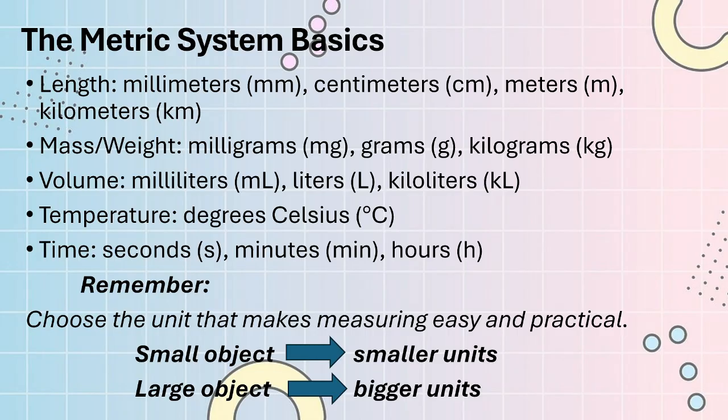Pag small object, automatically, you will be using smaller units. Pag large objects, mostly you are using bigger units. Halimbawa, pinakamaliit, millimeters. Okay, sa time naman, seconds. O pagka large object, for example, kailangan nyo ng bigger units. Okay, kilometers, kilograms, kiloliters, hours.